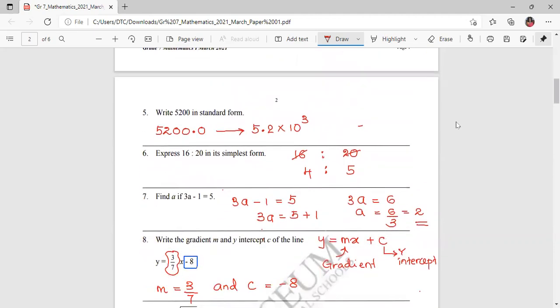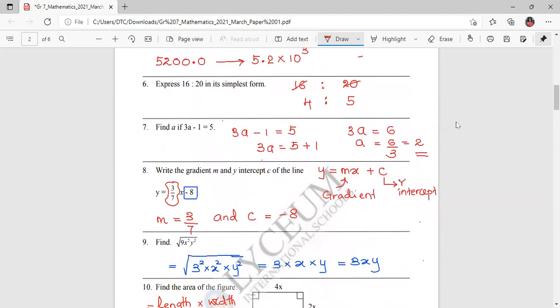Then sixth question, you want to simplify the ratio given. And 16 and 20 are multiples of 4. Then I divided by 4 both the numbers. Then I got 4 to 5. Then 7, it is a simple algebraic equation where you need to find the value A. A is equal to 2.